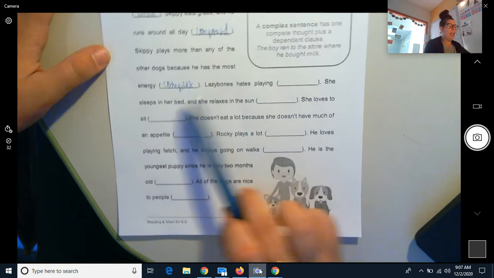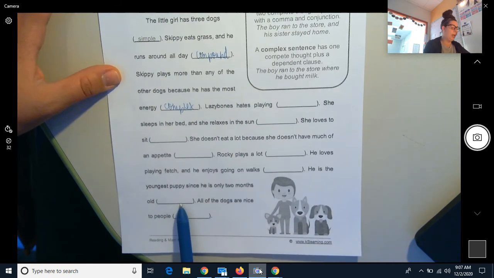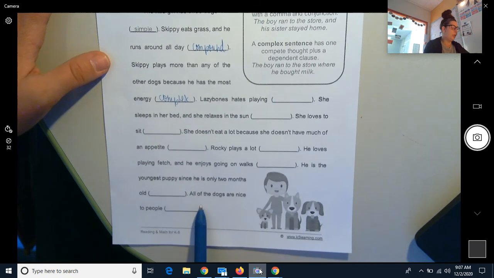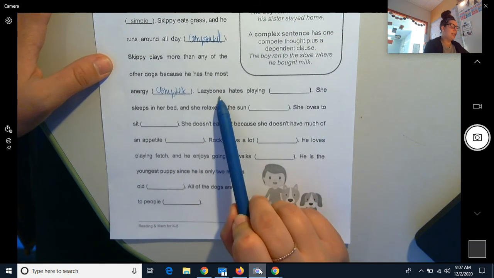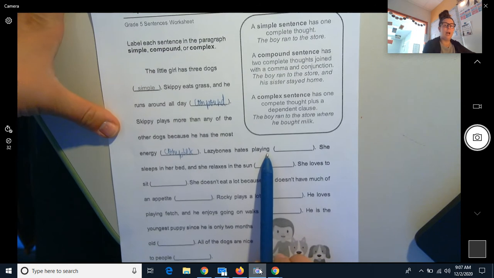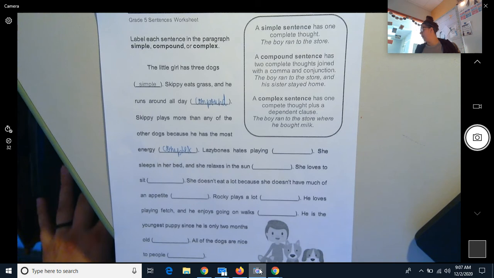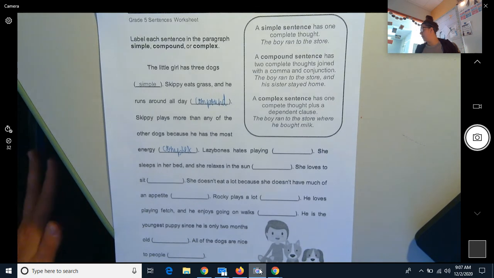Now, I gave examples of each one. We're going to go over these together. So I'm going to be calling on friends. So I need you to pay attention. It says, Lazy Bone hates playing. Is that a simple, compound, or complex sentence? If you would like to answer, put an R in the chat for me. The letter R in the chat.